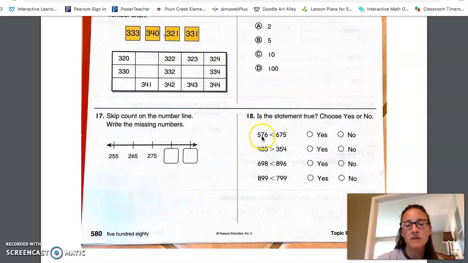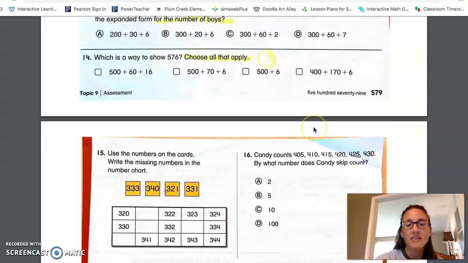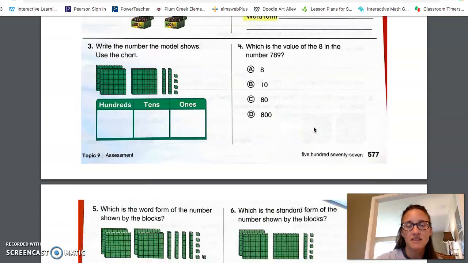Number 18, they should be familiar with this, that to look across, here's your problem, and you answer yes or no for that one. Here's your problem, and you answer yes or no. Other than that, I think they should be able to do most of this on their own.